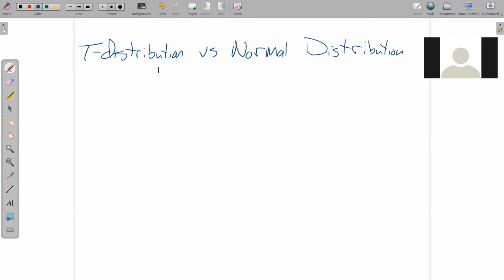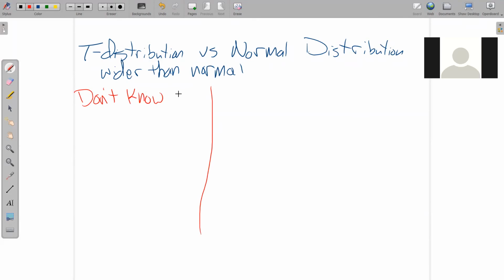So both the T and the normal are symmetric bell-shaped distributions, but the T tends to be a little wider than normal. And partially it accommodates the lack of information. So we use a T distribution for a couple of reasons. If we don't know the population standard deviation, we should use a T, and or if it's a small sample size.